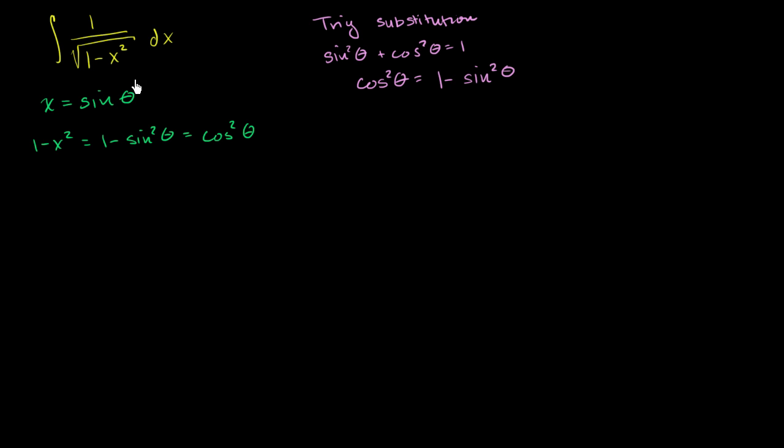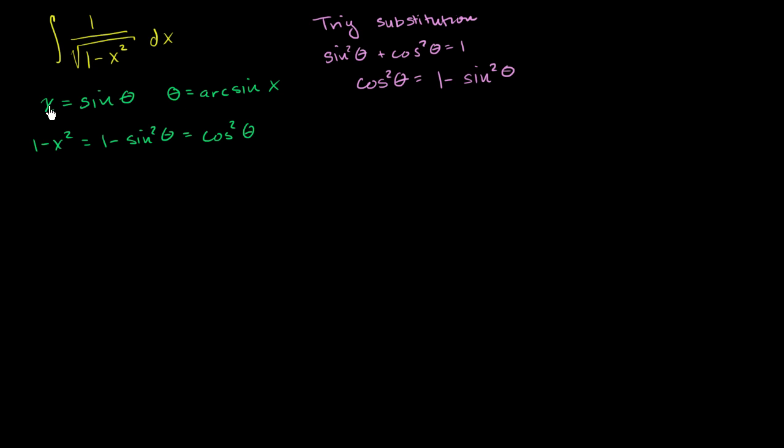So let's make that substitution. x is equal to sine of theta. Later on, we're going to have to undo the substitution, so let's solve for theta in terms of x. If we take the inverse sine of both sides, we get theta is equal to arc sine, or inverse sine, of x. And then this automatically limits the range of thetas that we might have.